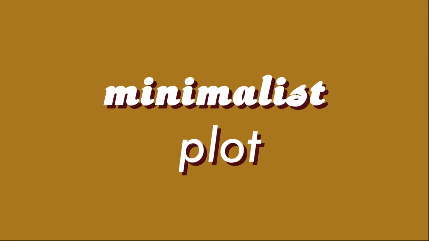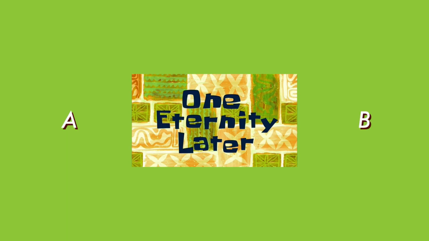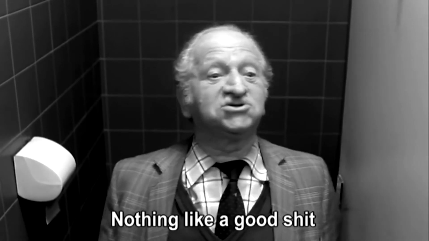A minimalist plot, on the other hand, will simplify how the story is portrayed to the audience. It might take place in real time, as Rope did, or show only what is completely necessary to help forward the story. It would do this by leaving out unnecessary plot points that don't help tell the story.